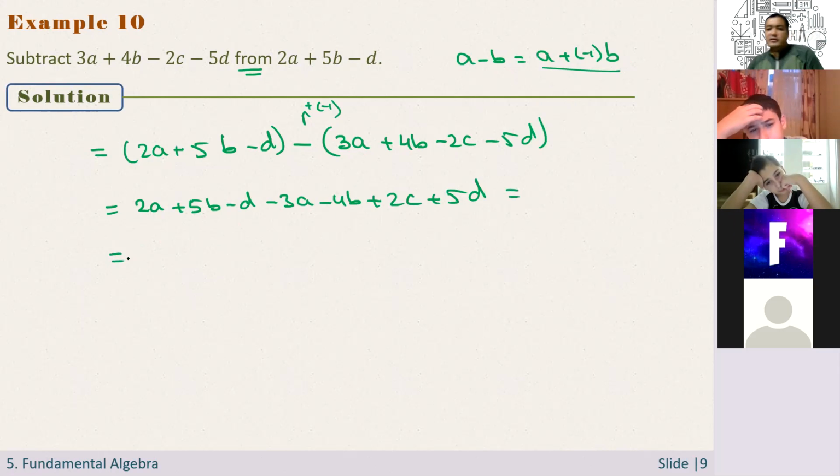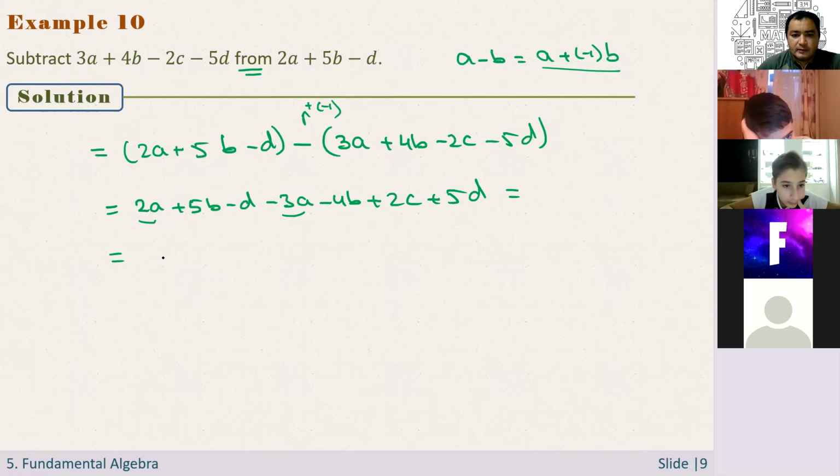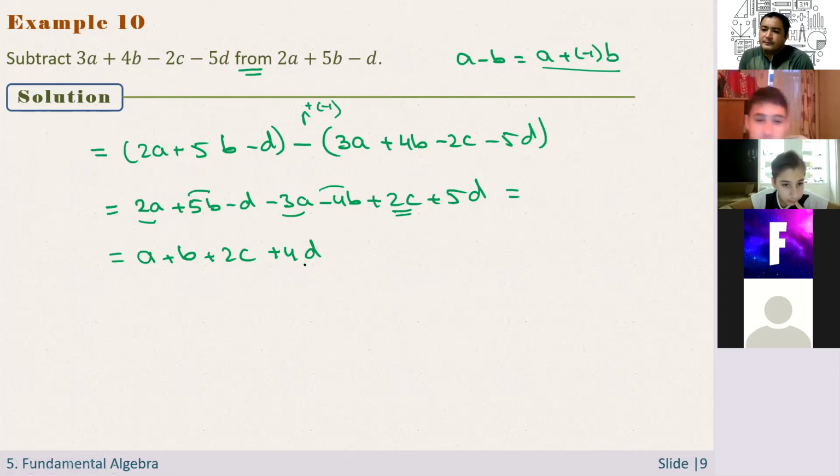Now we can simplify this. Okay, Rahim, let's finish that with you. Simplify A's. 2A minus 3A will be negative A. No more A's. How about B? 5B minus 4B is B, so plus B. Now C's: just 2C, plus 2C. And D: now these will get plus 4D. Okay, plus 4D.